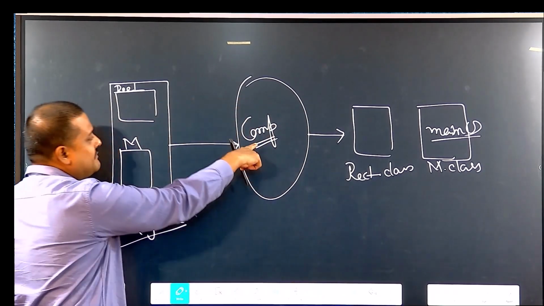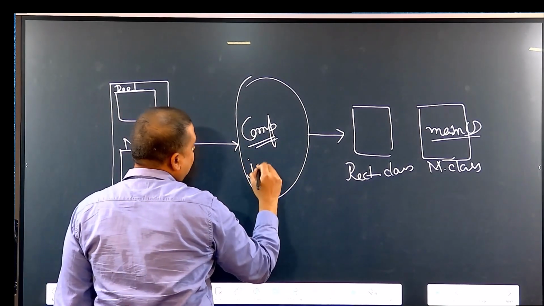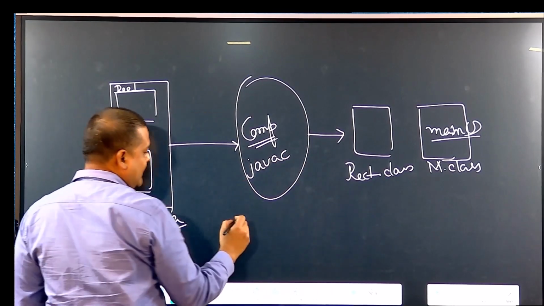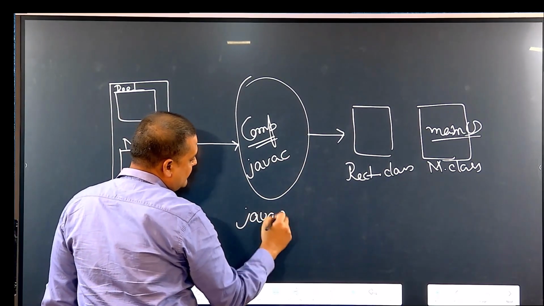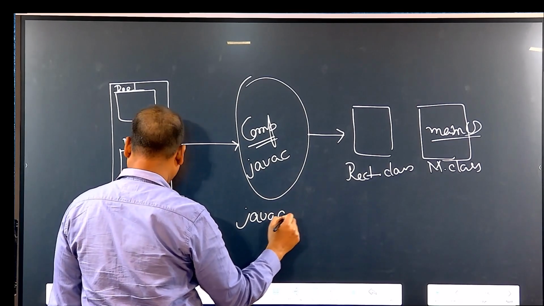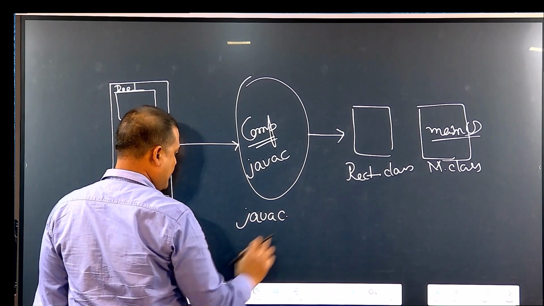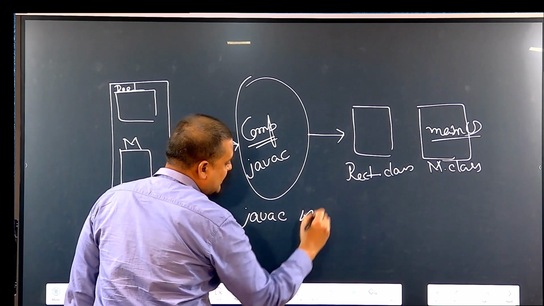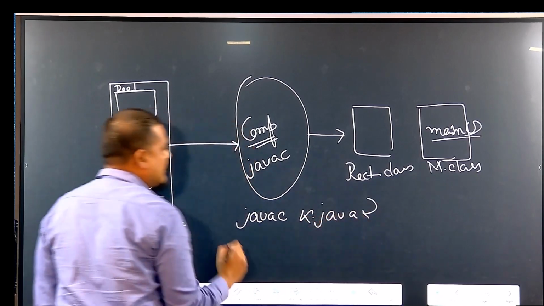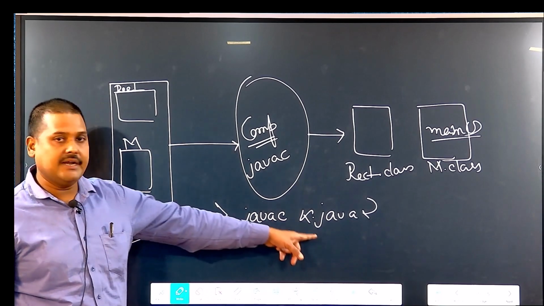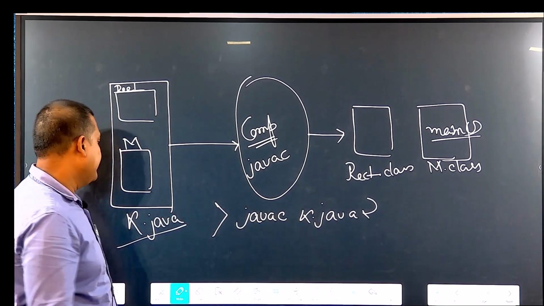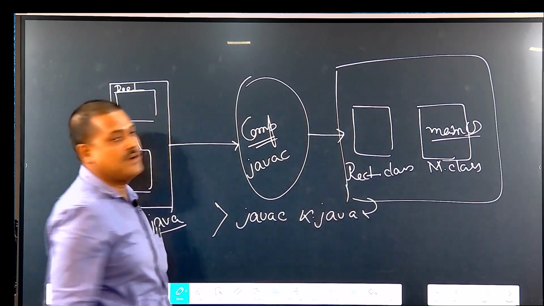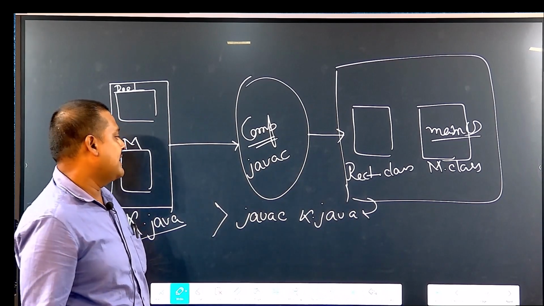So, how do we achieve this? What is the name of the compiler? The compiler name is javac. So, we write the command javac k.java in our command prompt. Then, in the folder where we have stored this file, these two files will be created: one is rect.class, another one is m.class.